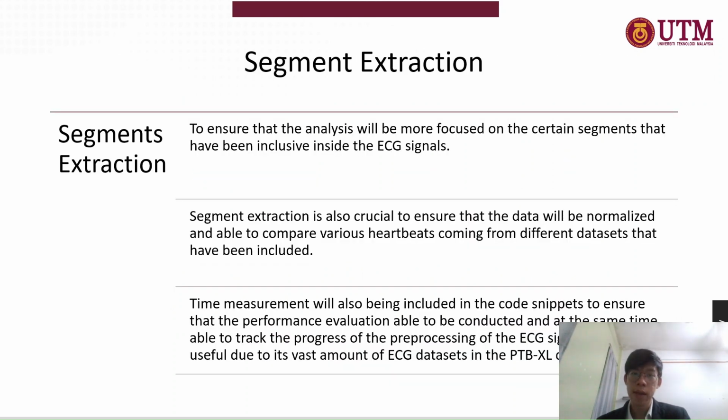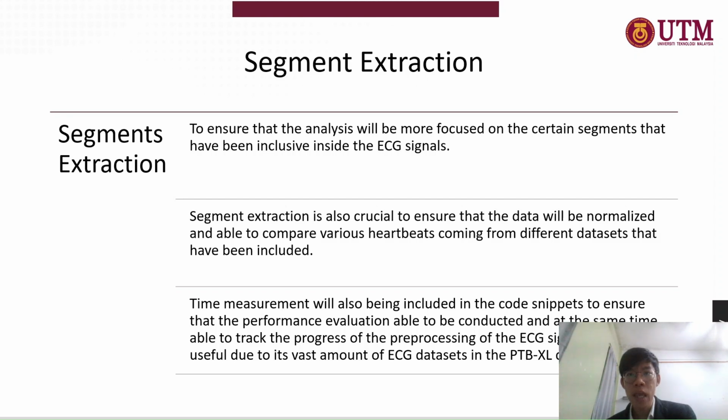Last but not least, I would like to present on the segment extraction. The segment extraction is important and crucial to be executed in dataset preprocessing to ensure that the analysis will be more focused on certain segments that are included inside a specific ECG signal. In this segment extraction, it is also important to ensure that the data will be normalized and able to compare various habits that are coming from different datasets.